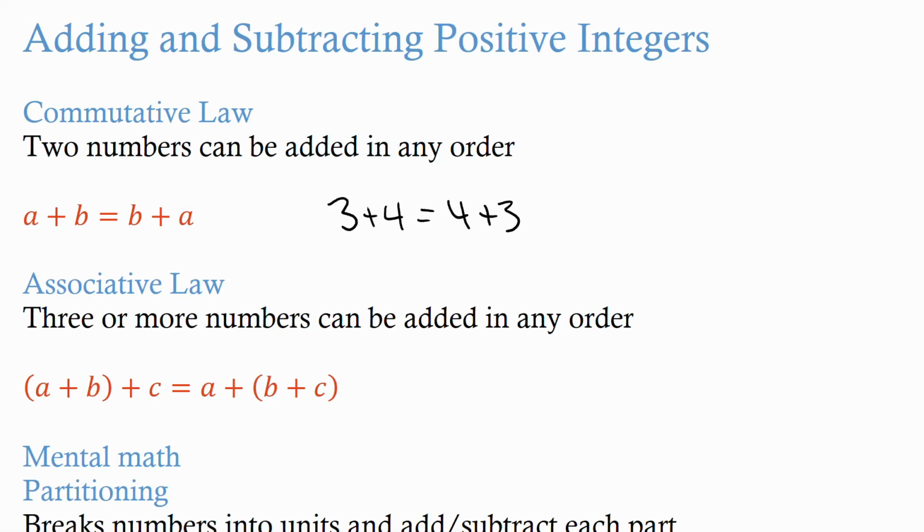The associative law is where three or more numbers can be added in any order. So if you have a plus b in brackets, plus c, that's the same as having a plus, and then in brackets, b plus c.